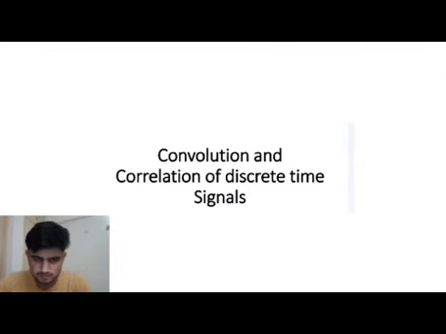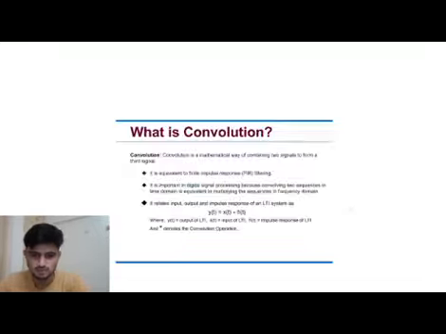Hello guys, today our PPT is on convolution and correlation of discrete time signals. So we should start from what is convolution. Convolution is a mathematical way of combining two signals to form a third signal. It is equivalent to finite impulse response filtering (FIR).